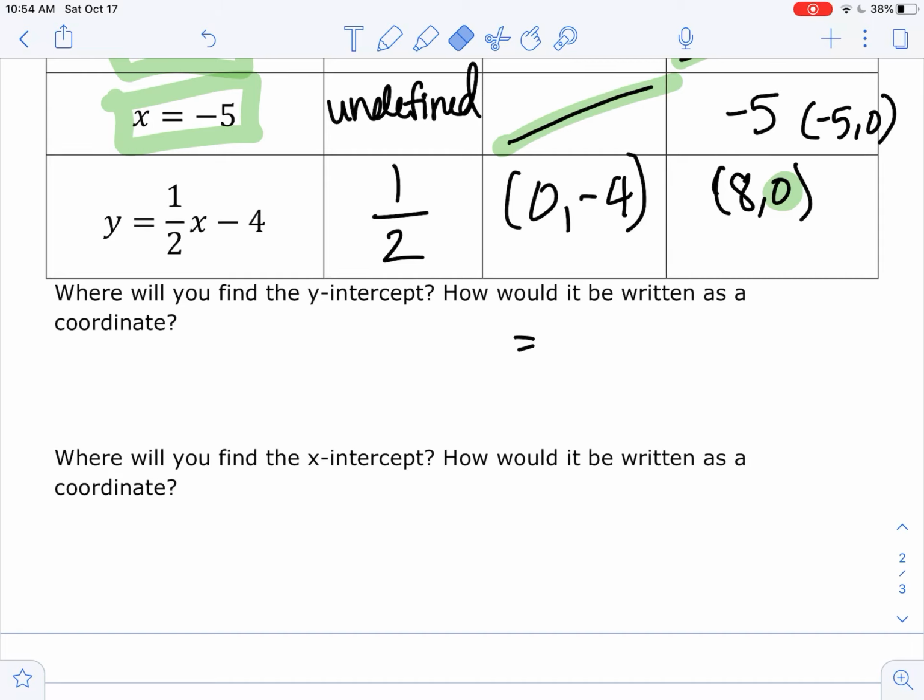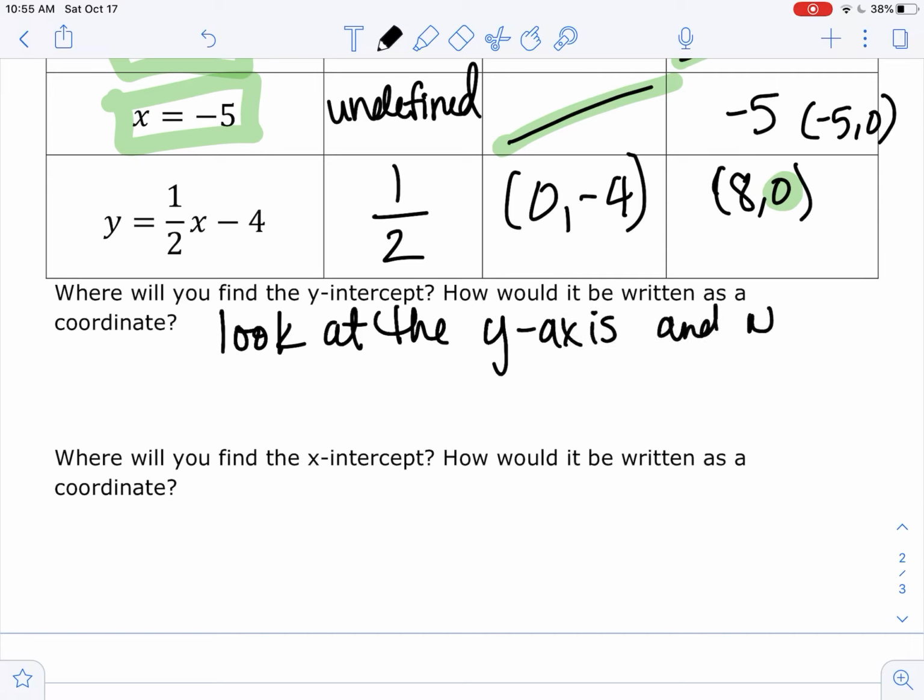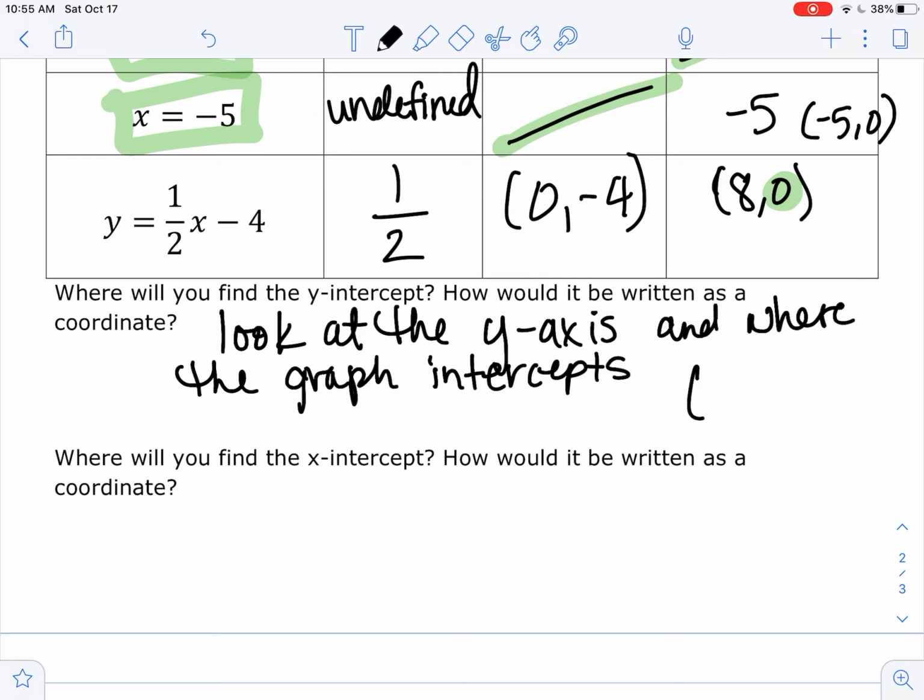So taking a look at these last two questions on here before you get started on your Google form, where do you find the y-intercept and how would it be written? Okay, so where you would find it would be, look at the y-axis and where the graph intercepts. Okay, and it's going to be written as 0, some number on the y-axis. Whatever number that is, okay?